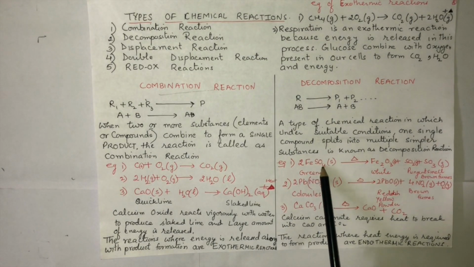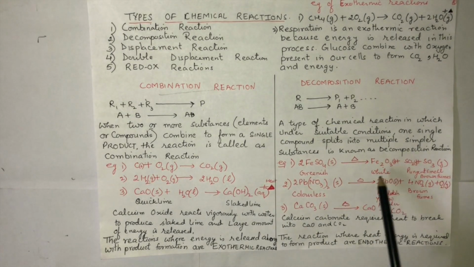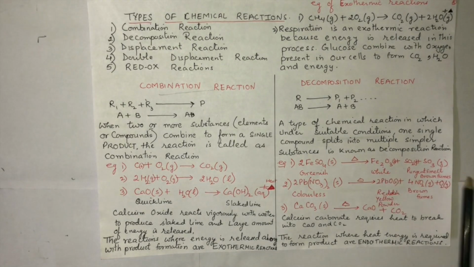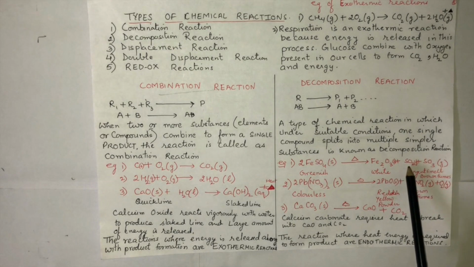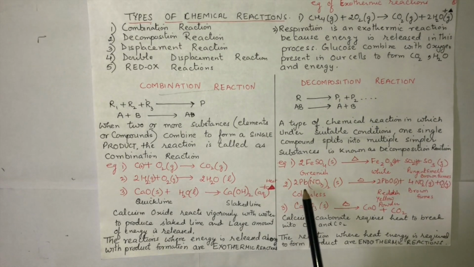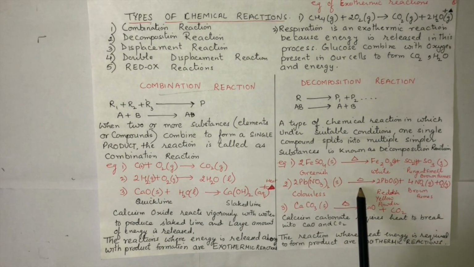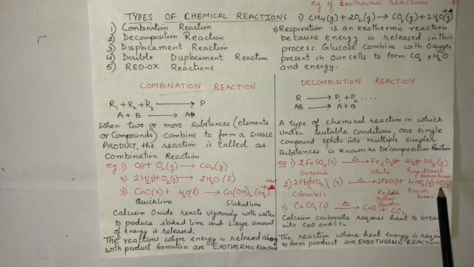So what is the color of FeSO4? It is greenish in color or light green in color. When you heat it, it changes to white Fe2O3 and you will see a pungent smell, pungent brown fumes of SO2 and SO3 gas which is released in this reaction. Now lead nitrate, which is colorless, when you heat it, it changes to lead oxide PbO, which is again reddish yellow in color, along with the brown fumes of NO2, and oxygen gas is also released along with it.